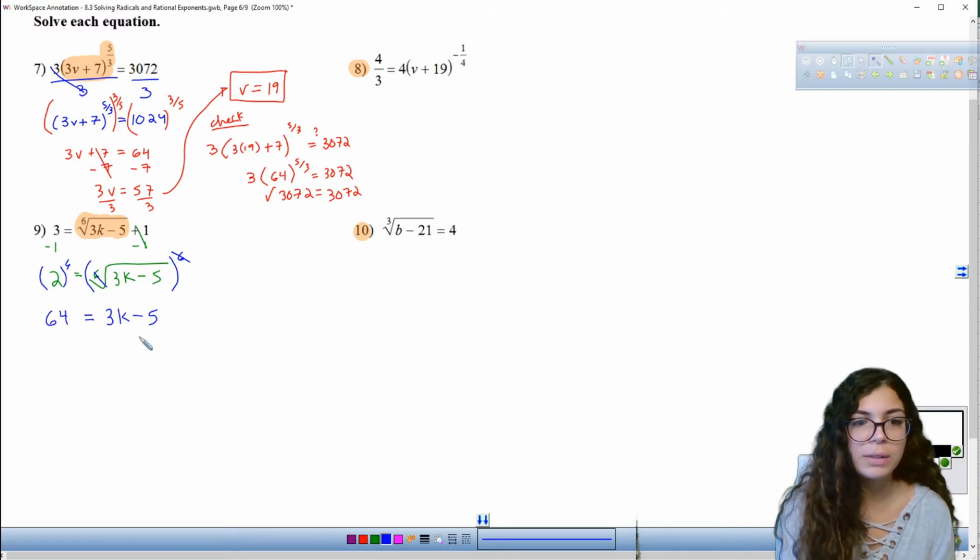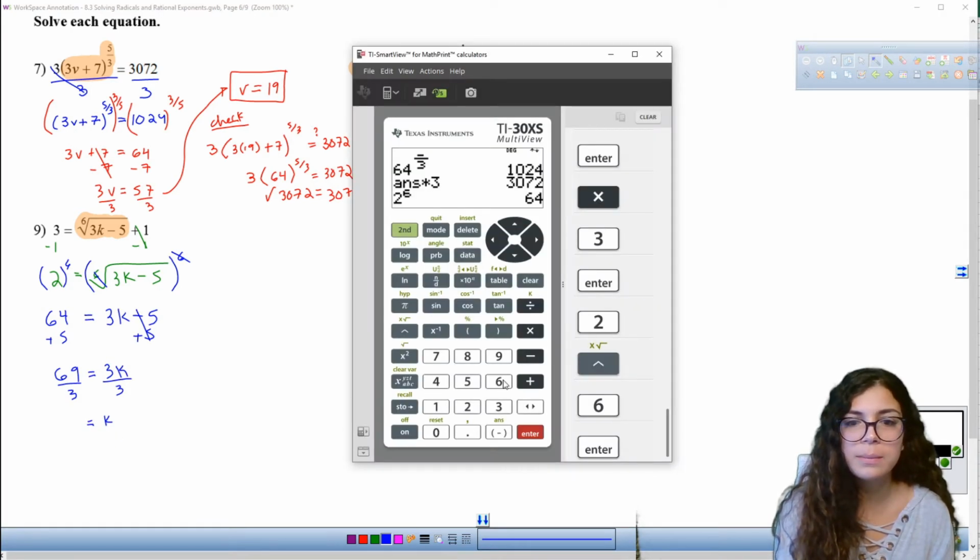And then now I can solve this like regular. Add 5 on both sides, and then divide by 3 on both sides. So we end up with k equals 23.